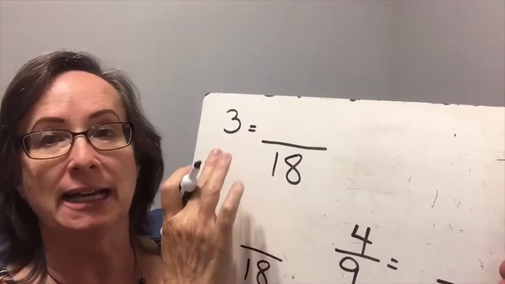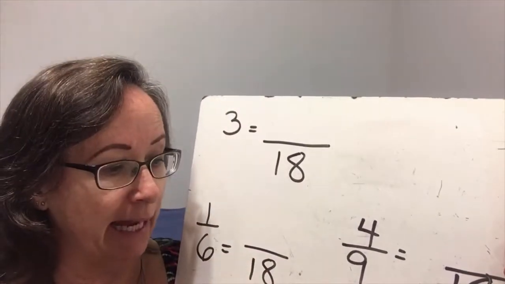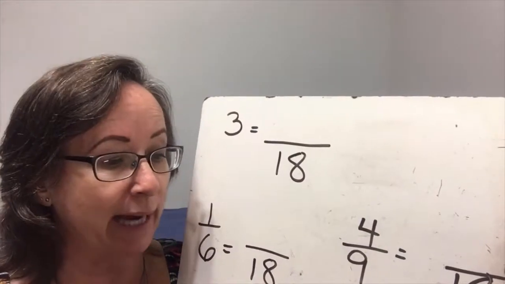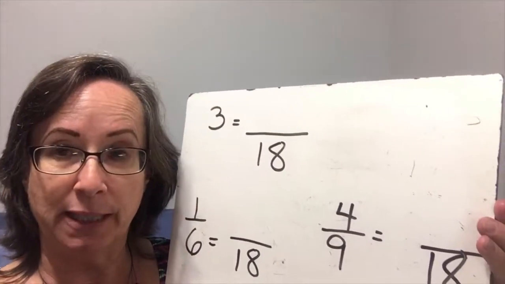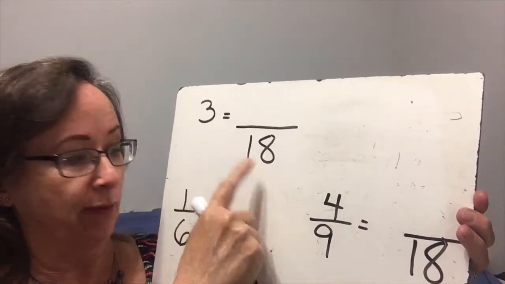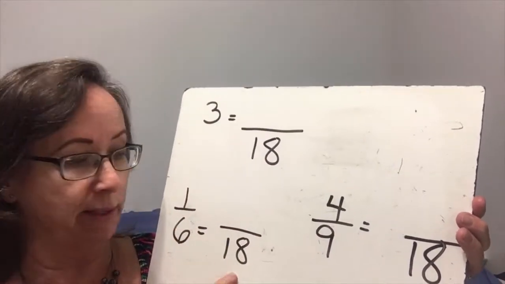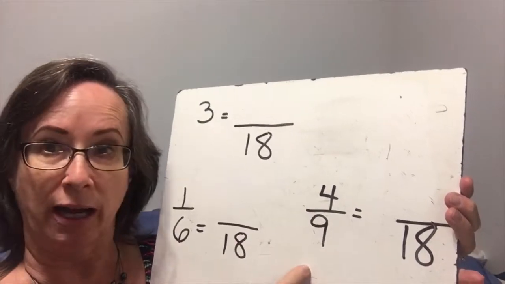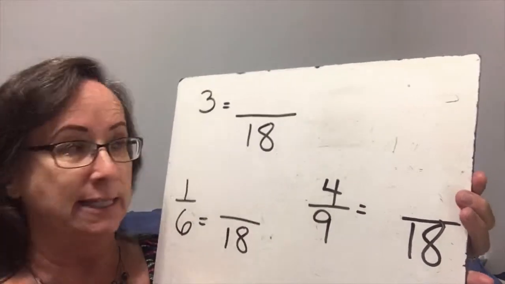Okay, so they're telling us in the first part, the A part of the practice, it says write each number with a denominator of 18. So 3 with a denominator of 18, 1/6 with a denominator of 18, and 4/9 with a denominator of 18.